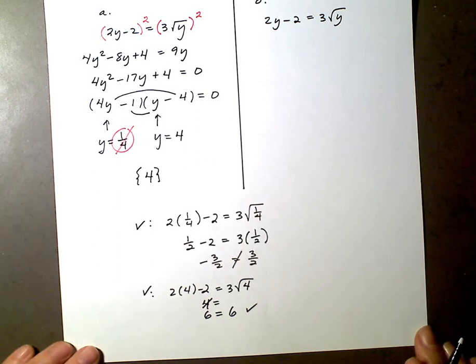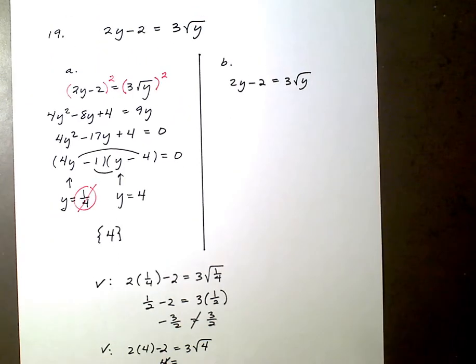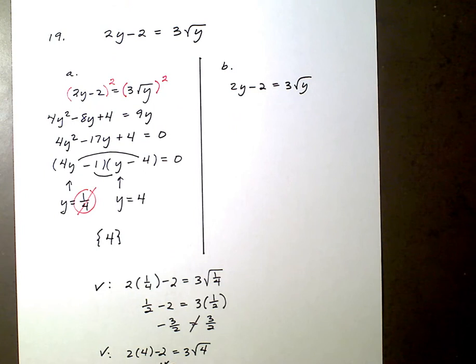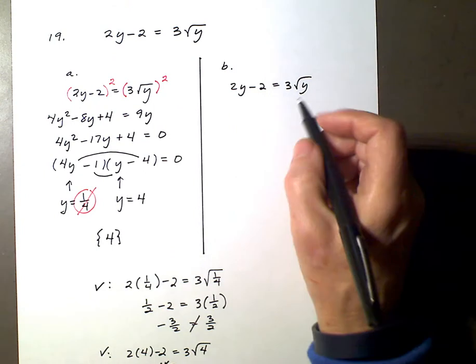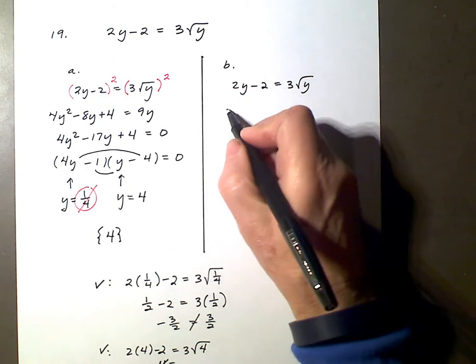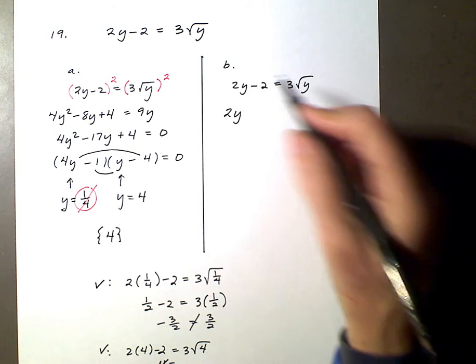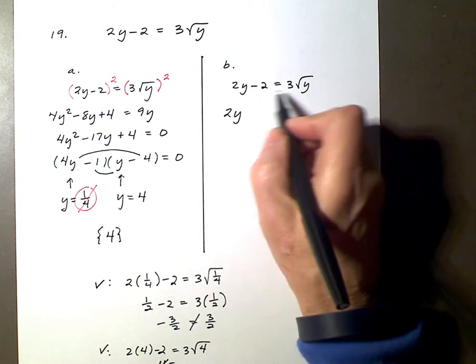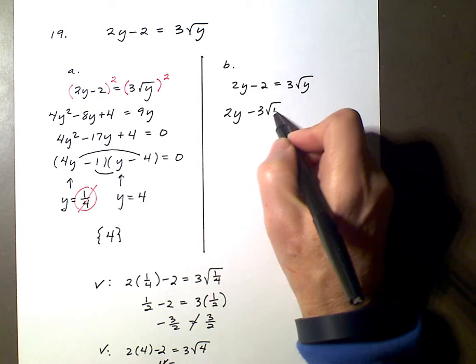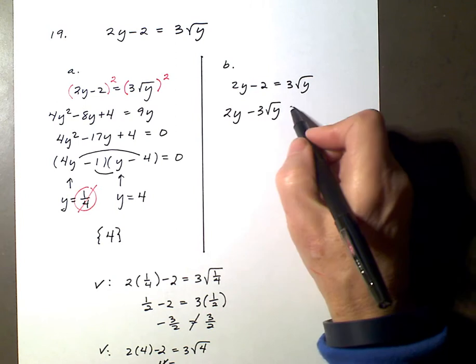Okay, now in part B, they want you to go through and solve the same thing using quadratic form. So I'm going to first get everything on one side, and I'll put the highest power of y, which is y to the first, and then minus 3 times the square root of y next, and then minus 2 equals 0.